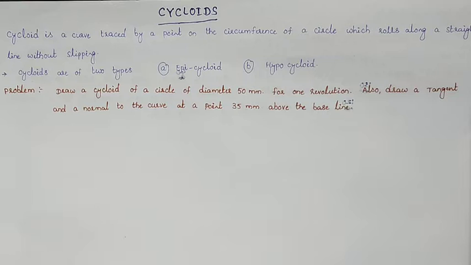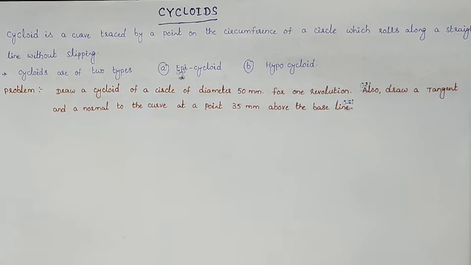Cycloids are mainly divided into two types. The first one is the epicycloid and the second one is the hypocycloid. So we can study about the cycloid, epicycloid and hypocycloid, and how to draw these three curves.